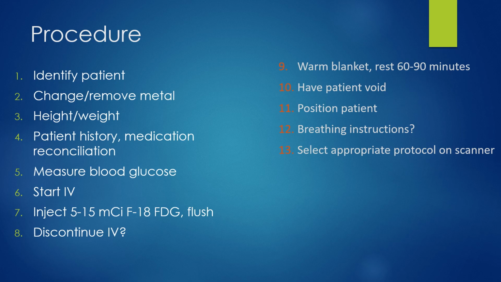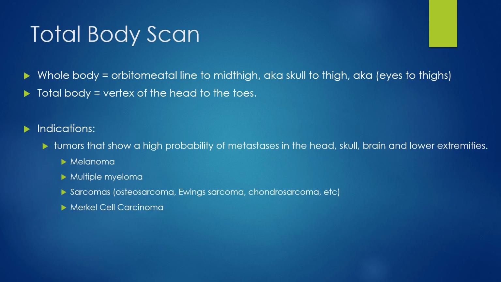Select the appropriate protocol in the scanner, whether it's eyes to thighs or whole body. Perform the CT scout or localizer scan. This is called something different depending on the manufacturer's name. It may be a scout, it may be a localizer. And then perform the CT portion. Then perform the PET for about 2 to 3 minutes per bed. You'll reconstruct the images. A lot of times these are reconstructed automatically. You're just reformatting them and putting them in the format that the physician wants to be able to read it.